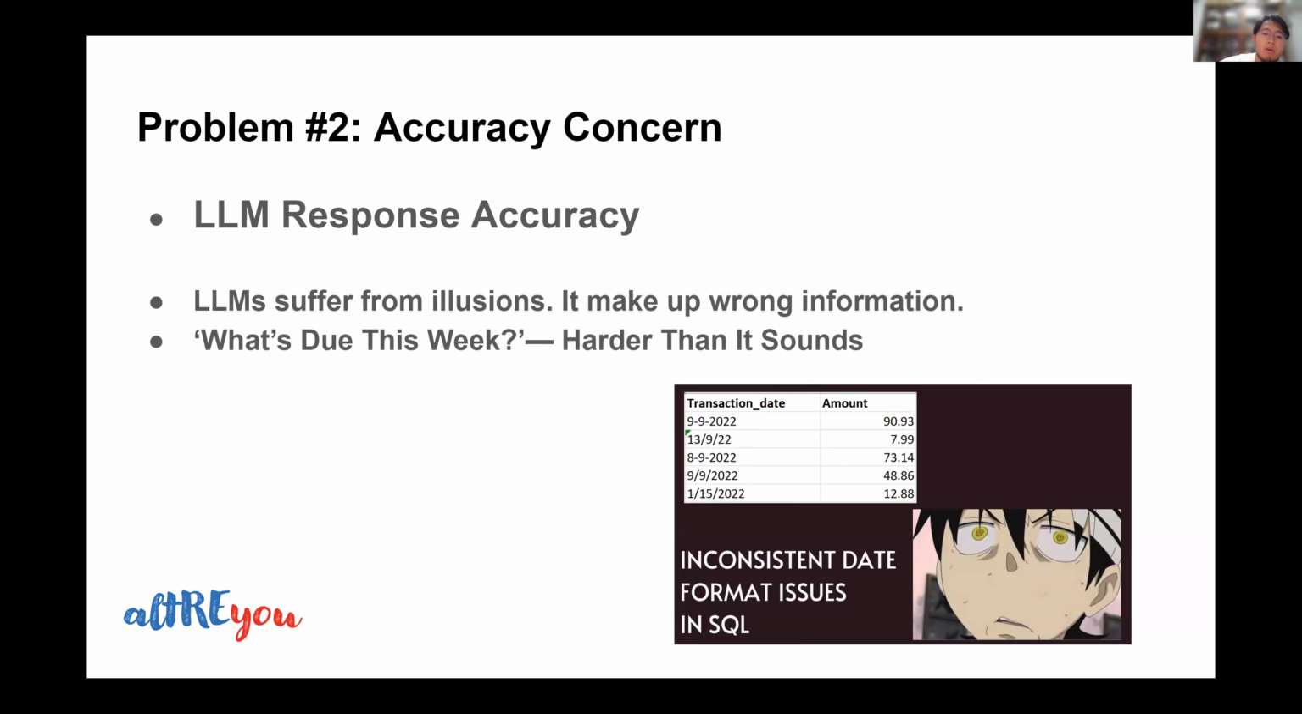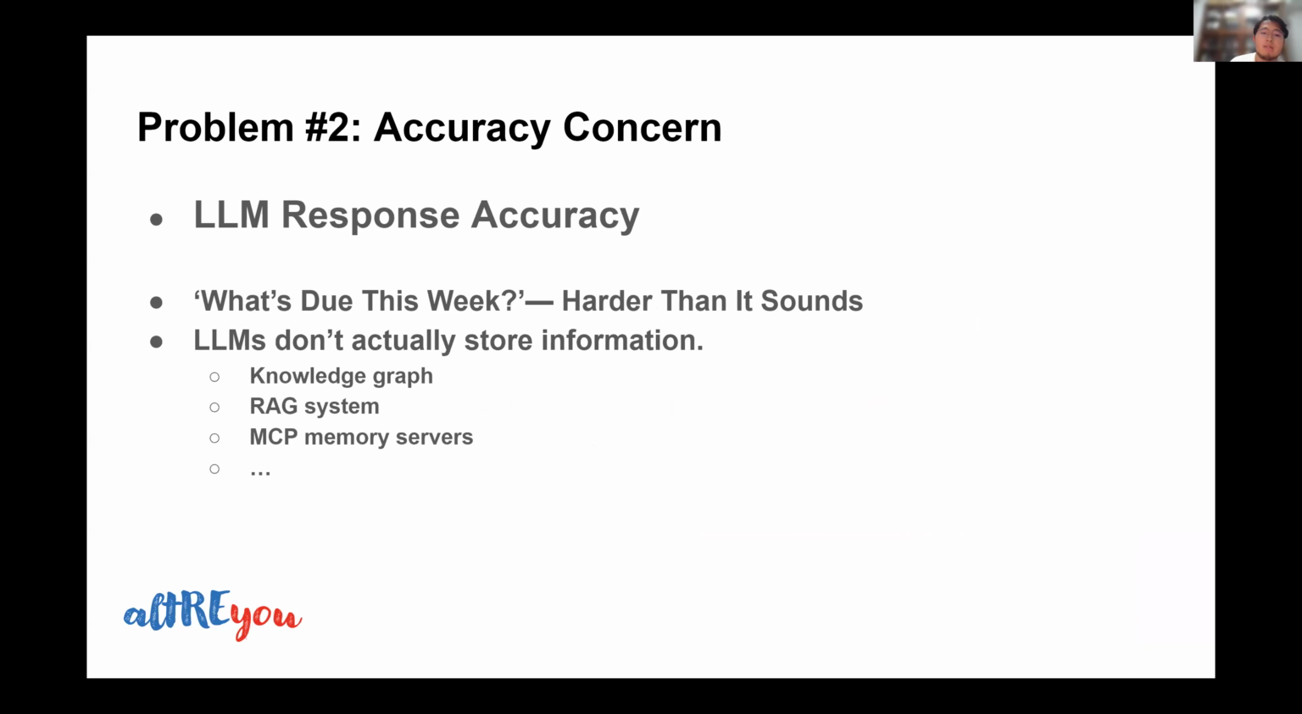The second problem is information extraction accuracy, because if an agent is to handle all your schedule information, it had better achieve 100% accuracy, otherwise most people would just handle it themselves because they would rather spend more time than miss deadlines. We also suffer from LLM response accuracy because LLMs have hallucinations. It makes up wrong information. Simple tasks like what's due this week are actually much harder than they sound. The reason is that LLMs don't actually store information in themselves. We have to use techniques like knowledge graphs, RAG systems, or even MCP servers to achieve this, and we have to find the optimized way for our own project.